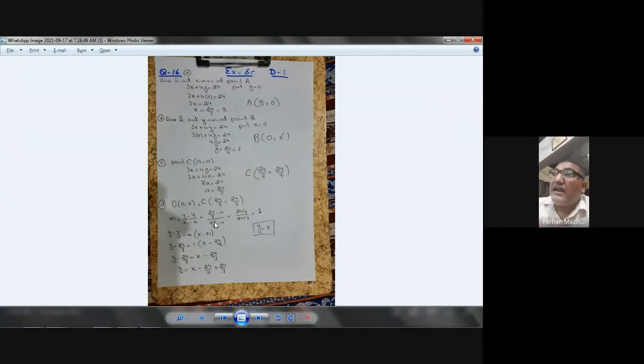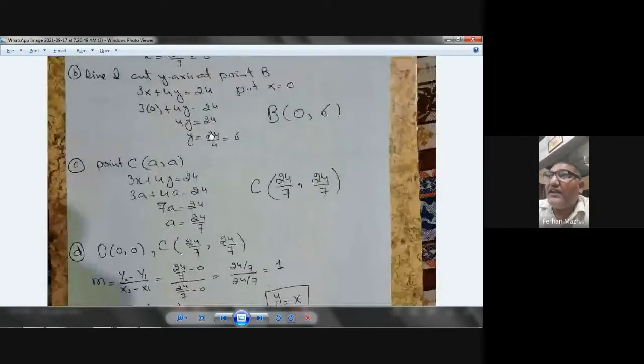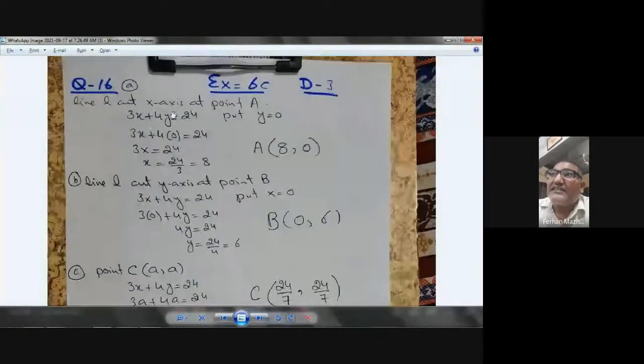It cuts the x-axis at the point A. When it cuts the x-axis at point A, y will be 0. So in that equation, in the place of y, I will put 0. You will have 3x plus 4 into 0 equals 24. So 3x equals 24. The 3 goes to the other side, so x equals 24 by 3, which is 8. So the coordinates of A will be 8 comma 0.